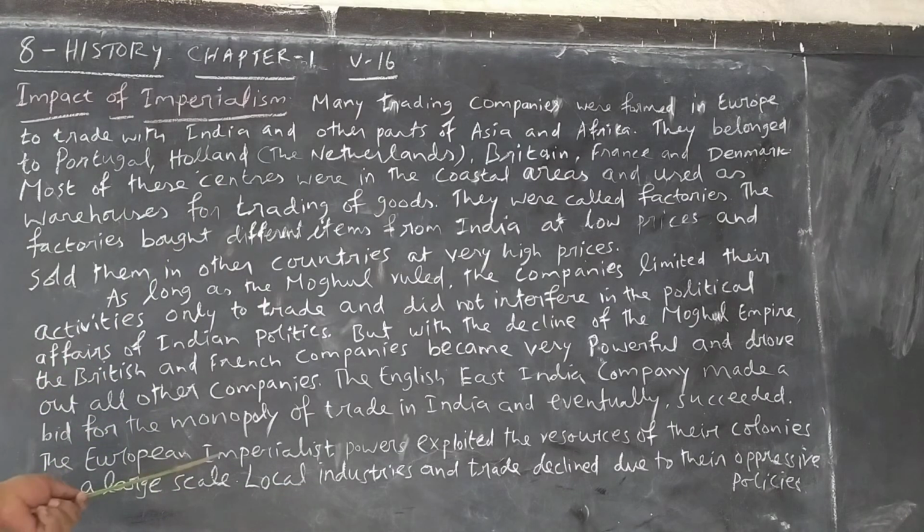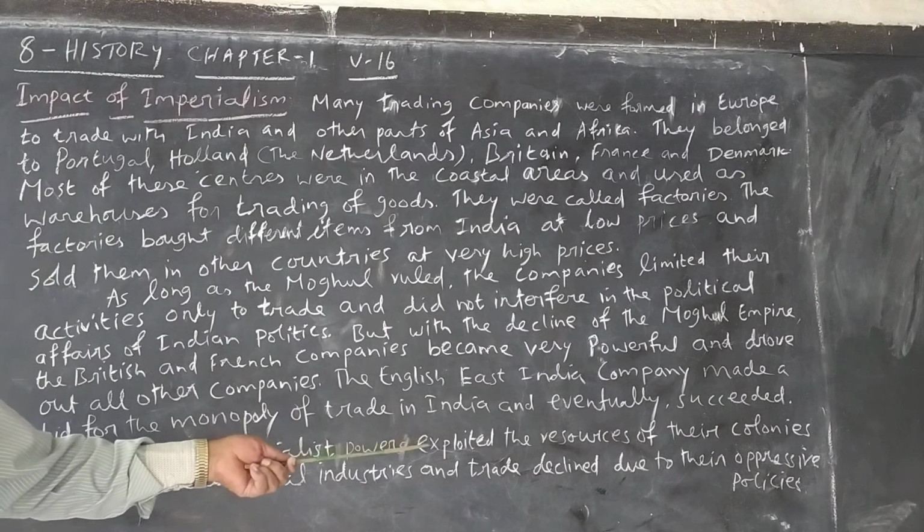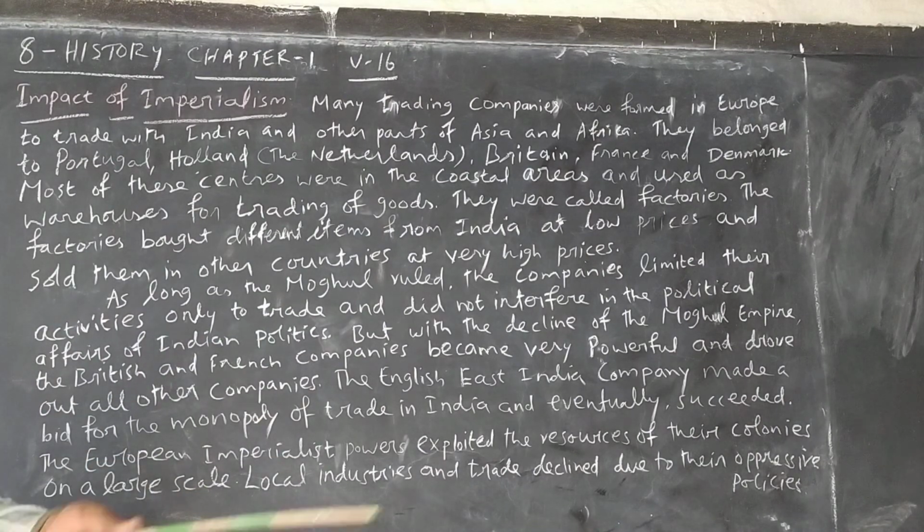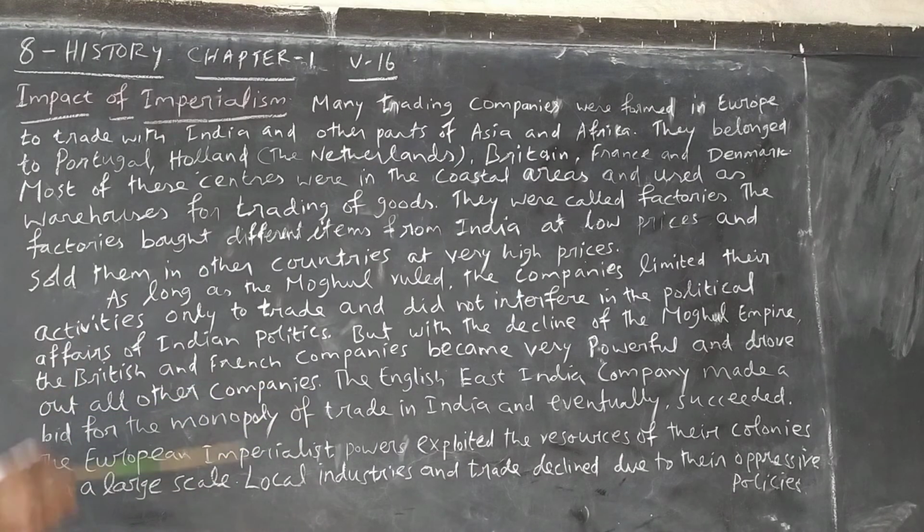The European imperialist powers exploited the resources of their colonies on a large scale. British people were exploiting India; down south, Sri Lanka was exploited to an extent by Danish people, Denmark people, and Indonesia was exploited by the Dutch people. Like that, these people were exploiting because they bought the goods at a lower rate and sold them at a higher rate. Not only that, slowly they became politically assertive also.